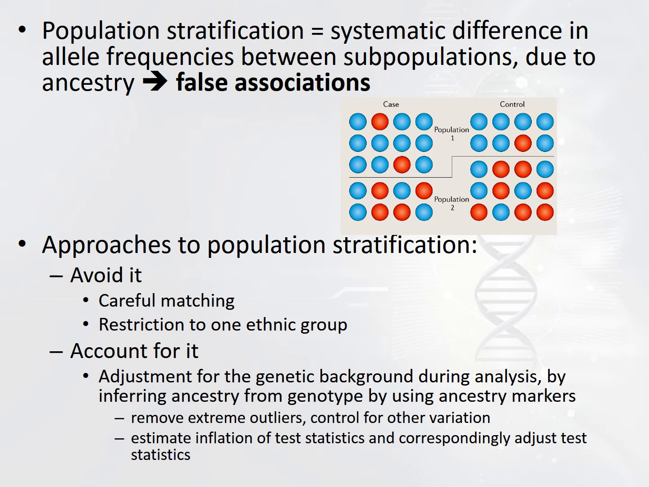Basically, you can either select specific statistical tests that eliminate those differences, or you can remove the outliers, or you can control for variation. There are different ways. We're not going to go into the details of statistical analysis, but there are different ways for a good and solid study design to account for population stratification.